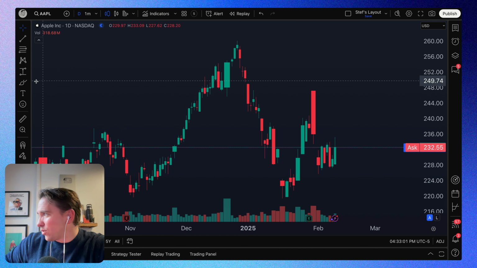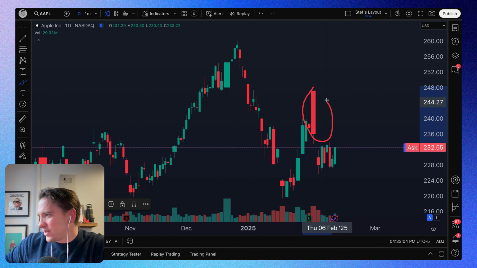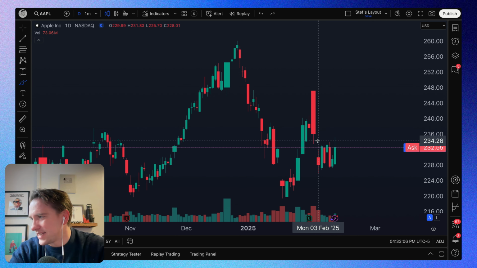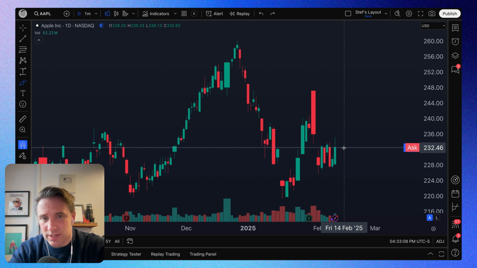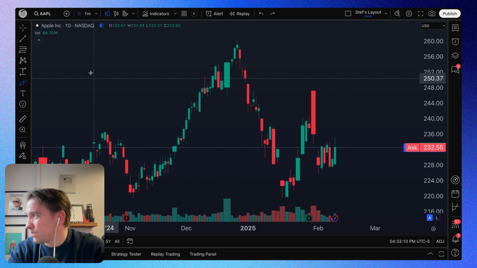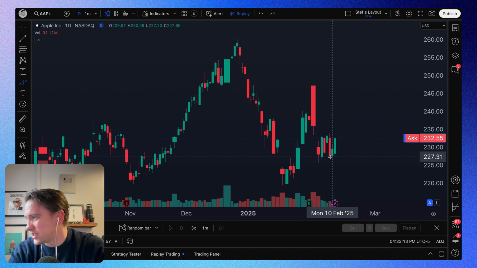You can see there was an earnings report here. We have this mega red candle here, and there's even this gap here. Briefly, the gap did get filled, and that's the point of this video actually, about these types of trading strategies.